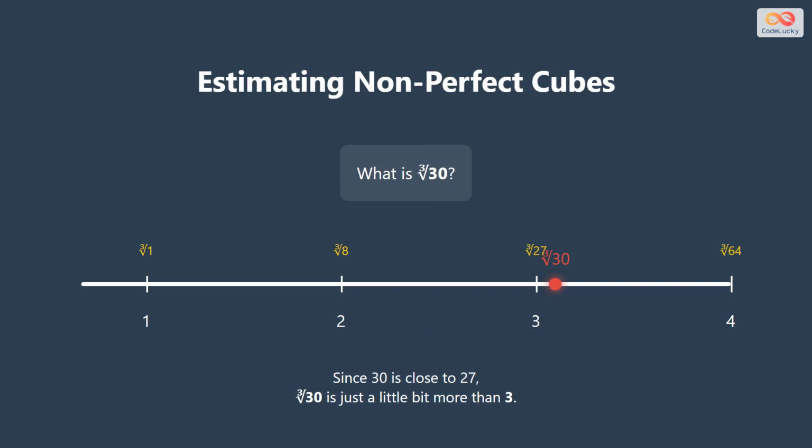What if the number isn't a perfect cube? For instance, the cube root of 30, we can estimate. We know the cube root of 27 is 3, and the cube root of 64 is 4. Since 30 is very close to 27, the answer must be just a little bit more than 3.